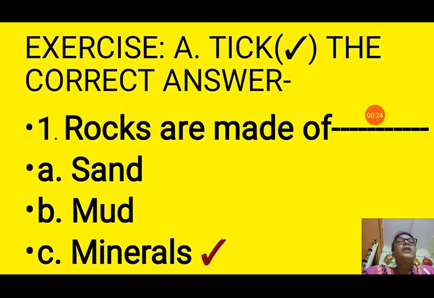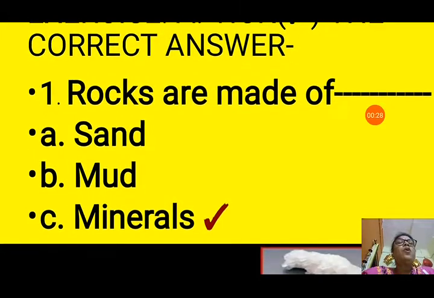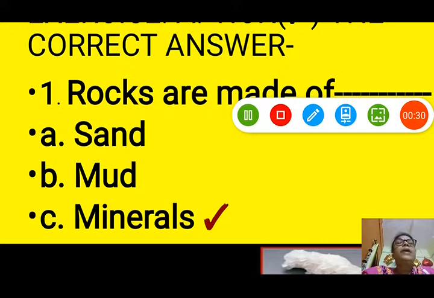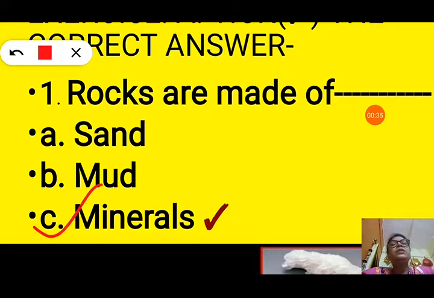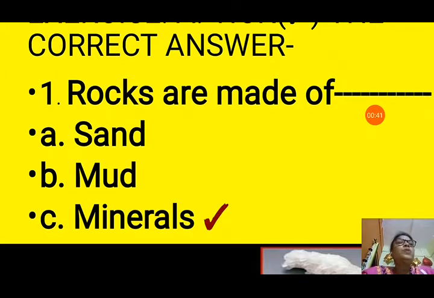Tick the correct answer. In this, you can see the first question is: rocks are made of. The options are sand, mud and minerals. The correct option is C, minerals. So we will tick the minerals option. Next, let us see the next question.